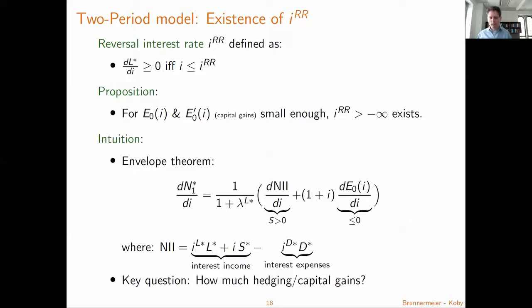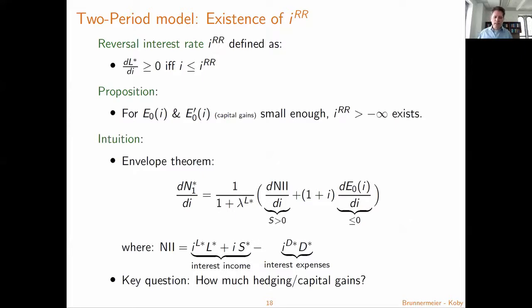That's a horse race between these two forces. If this is much bigger than this force, then there's not an issue. If the maturity mismatch on the bank's balance sheet is sufficiently small, and this is sufficiently high, then you have this reversal interest rate active, and it exists. Okay, so the first thing is just a pure existence result.